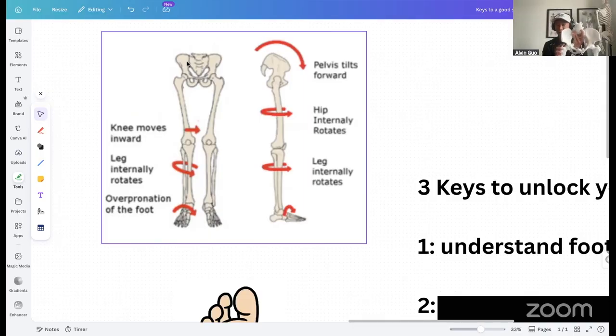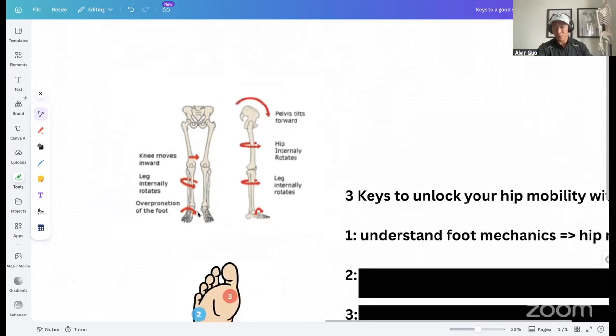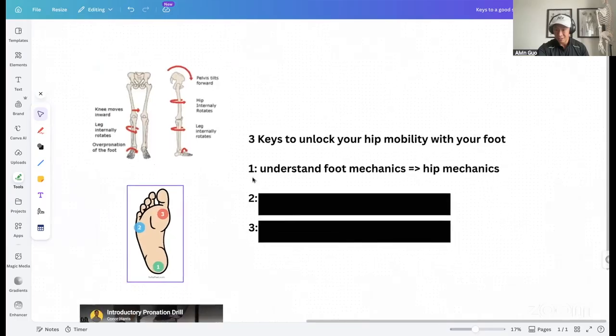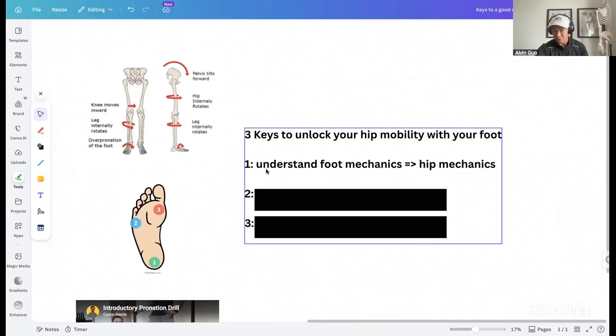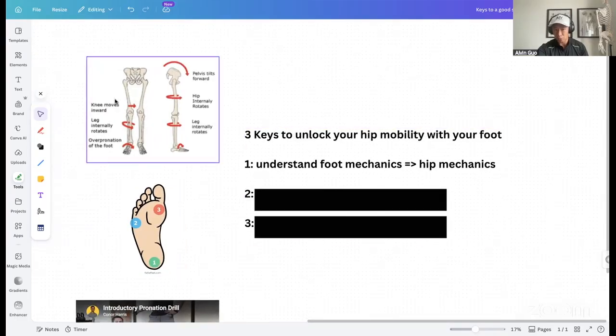So a lot of times when people say, hey, I want to move my hip from external rotation to internal rotation, but they don't consider anything on the ground, they're just doing themselves a disservice. Everything starts at the bottom. And that would be the first key to unlock your hip mobility. You need to understand the full mechanics alongside everything else, but this one is super simple.